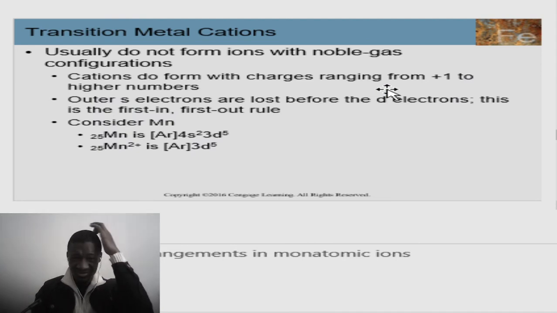So the transition metal cations usually do not form ions from noble gas configuration. So the cations do form with charge ranging from +1 to higher numbers. So the outer s electron is lost before the d electrons. This is the first level.